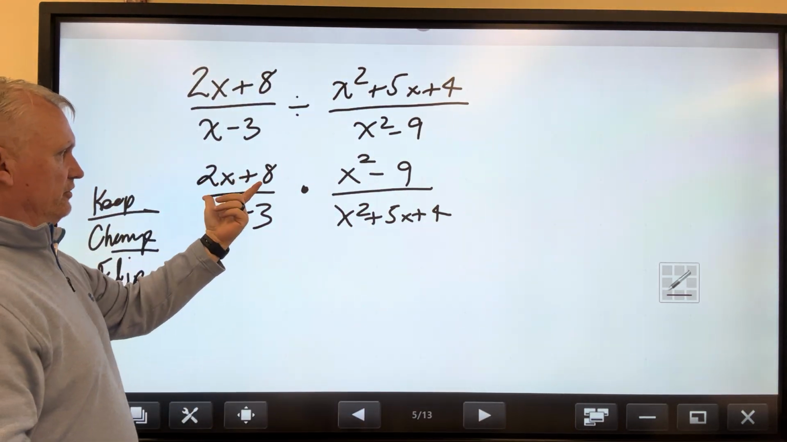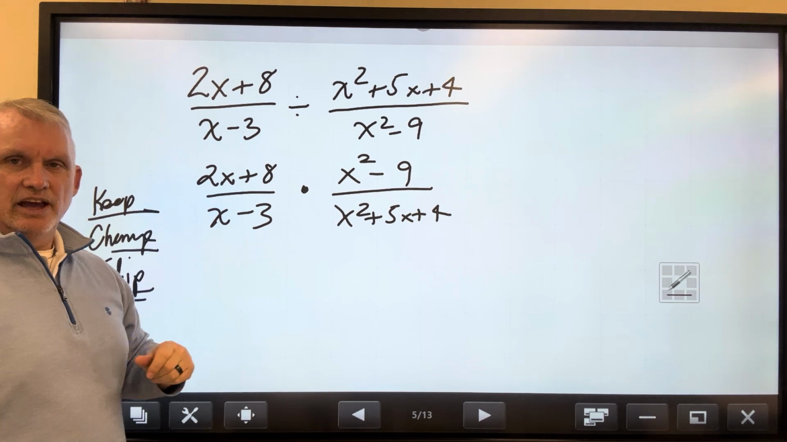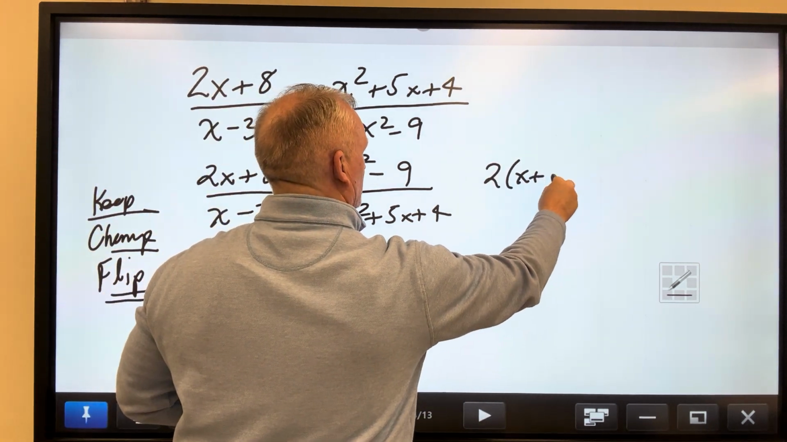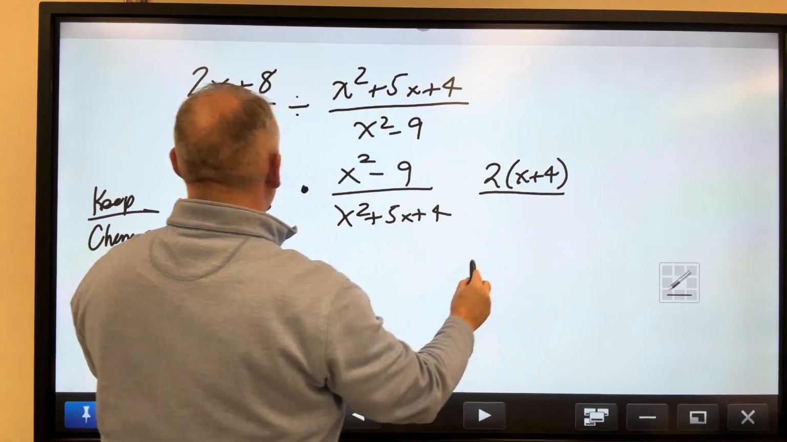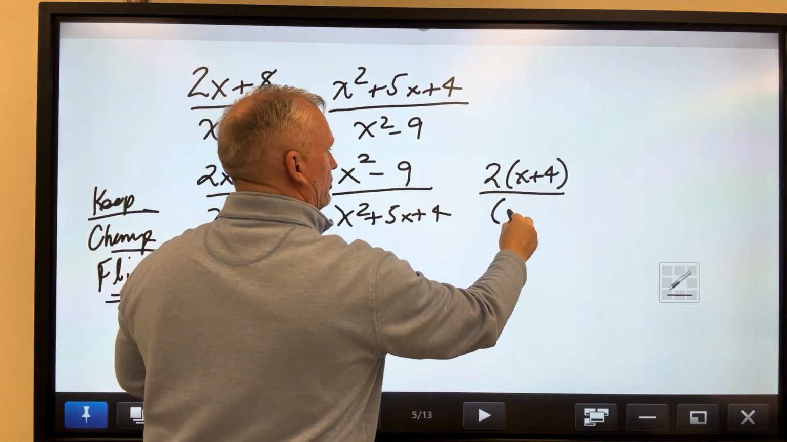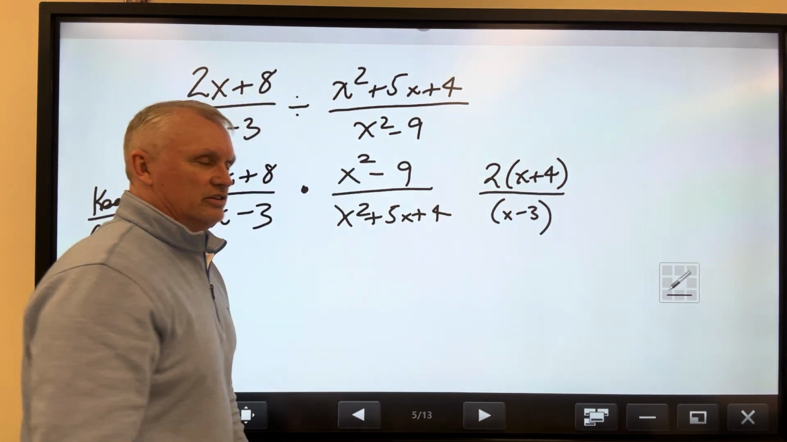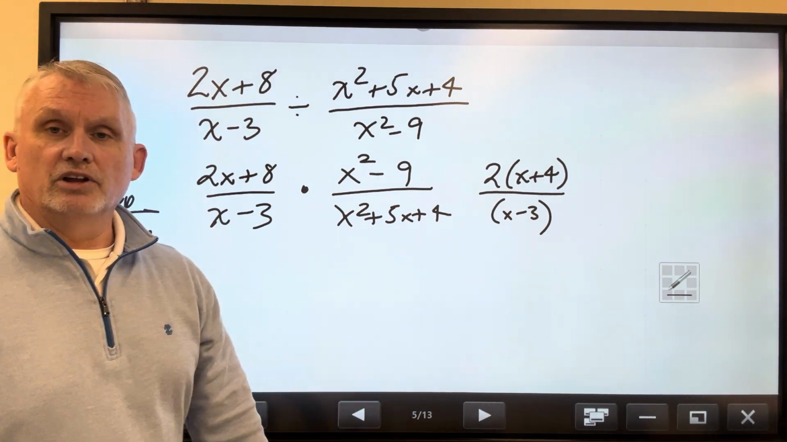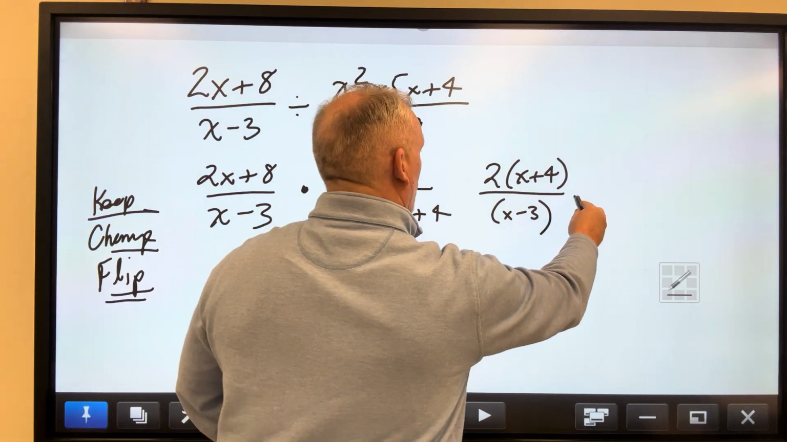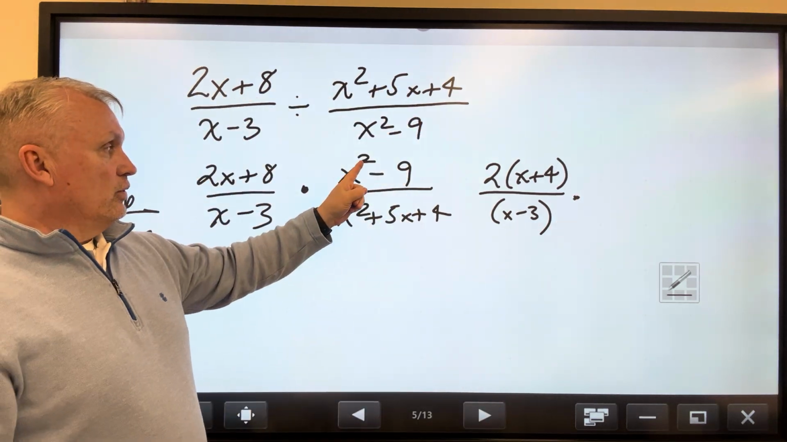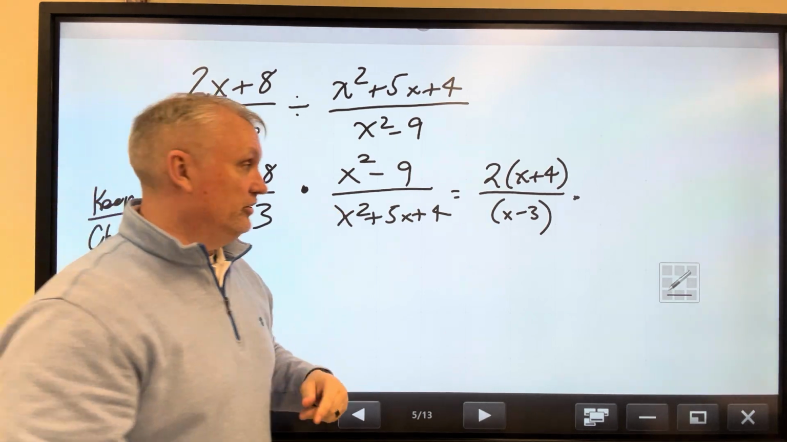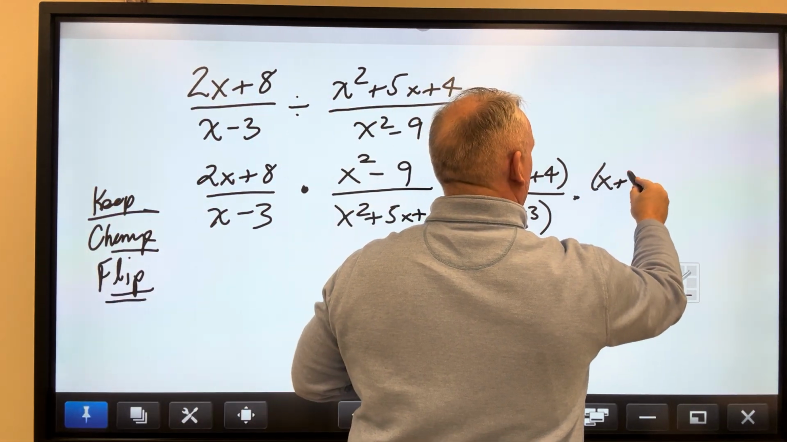So I'm going to factor this first one. Well, I've got a GCF of 2. So I got this: 2 times x plus 4 over x minus 3, and there's nothing I can do with it. Notice I put it in parentheses. Do you have to put it in parentheses? No. I do it to indicate I'm done. Times, well, look at this. Perfect square with a minus in the middle. So we know that's a factoring pattern. x plus 3, x minus 3.